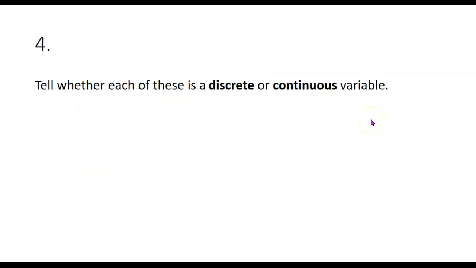Now we're deciding whether these are discrete or continuous variables. So remember the difference here. Discrete means you're counting how many of something there are. So it has to be a whole number. Continuous means you're measuring how much, how long, how far, and that doesn't necessarily have to be a whole number. So what about the amount of water in an aquarium?